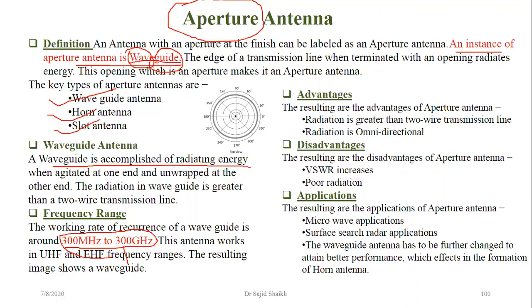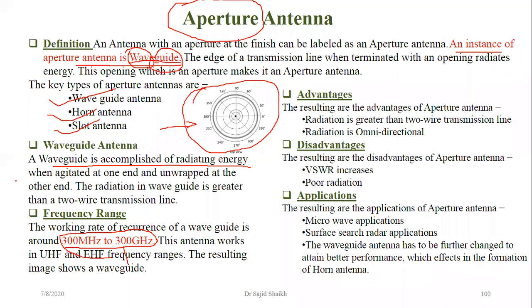So what is a horn? What is a slot? We'll see these antennas in detail in the next slide. In this diagram, you can observe the radiation pattern of this aperture antenna.